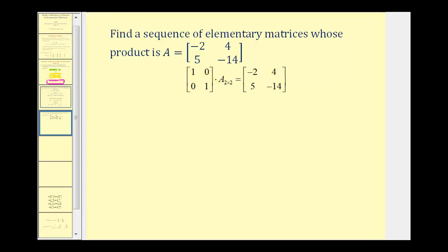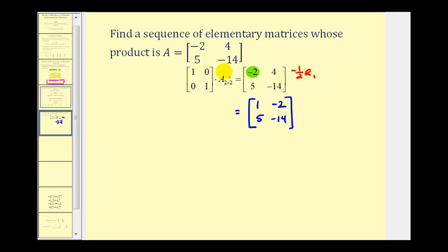So for example, if we wanted to start by having a 1 in this position here, we can replace row 1 with negative 1/2 times row 1. Let's go ahead and do that. So we have negative 1/2 times row 1. We'll perform this operation on the matrix on the right, then we'll perform the same row operation on the identity matrix here on the left, which will give us our first elementary matrix. So this would be positive 1 and then negative 2. Second row stays the same.